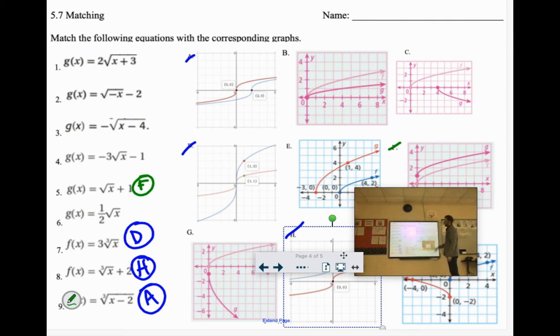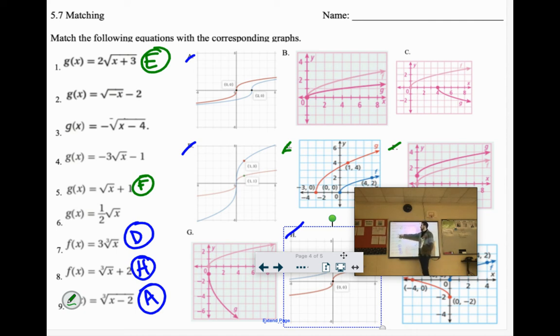All right, I guess if we start at number 1, it's 2, so it's going to be stretched vertically, but it has the x plus 3 grouped with it, which would shift it left 3. So I'm going to look for one that's shifted left 3 first. See, E does that. That's it. All right, 1 is E. We're going to come back to 2, and that'll be our last one. It'll be the one that's left over, but it's kind of weird how it makes sense.